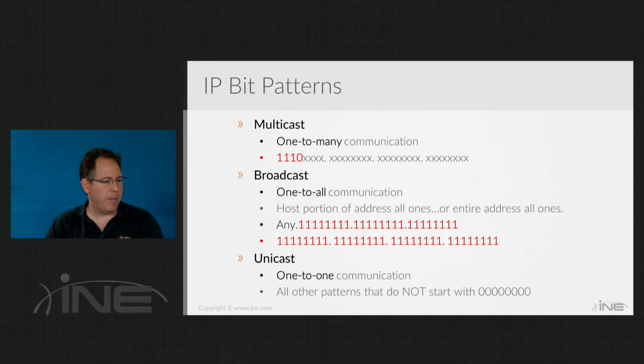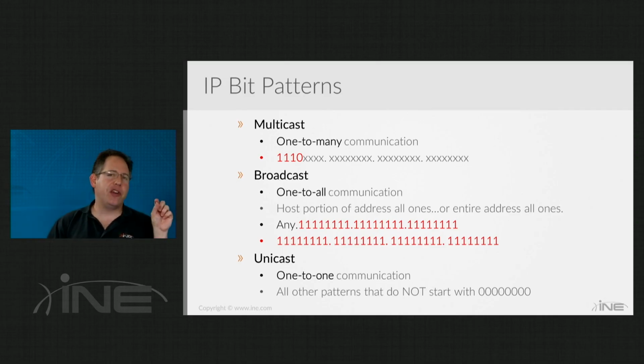And then unicast. So we know that unicast is one-to-one communications from one device to another device. And so it's pretty much any pattern that does not match the previous two patterns, except with all zeros. We know that any IP address that starts out with the first octet being all zeros is reserved. That's actually used more for routing. It's what we call the default route, basically. It's a reserved address.